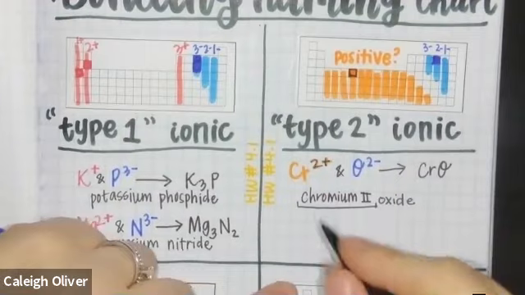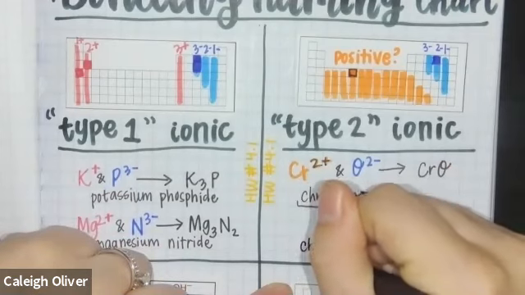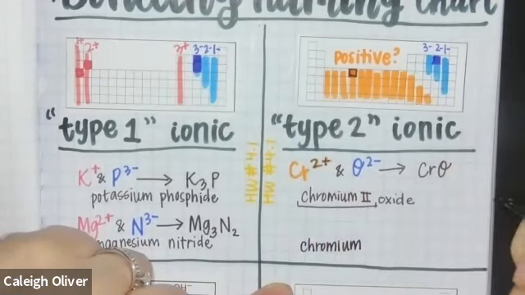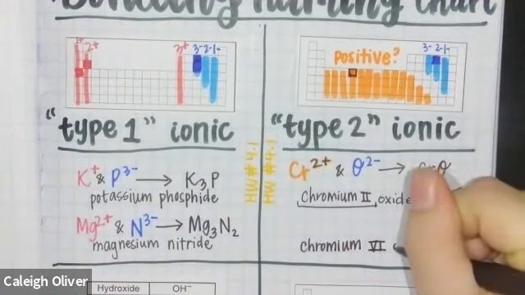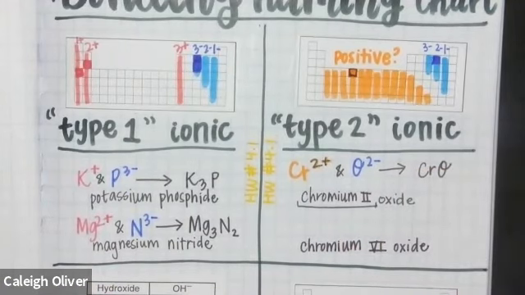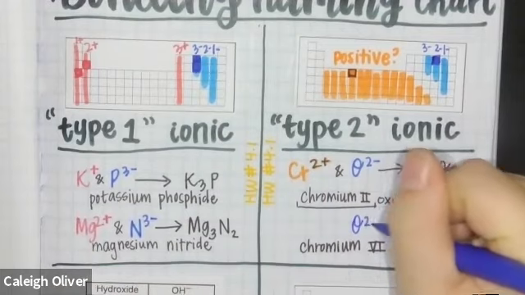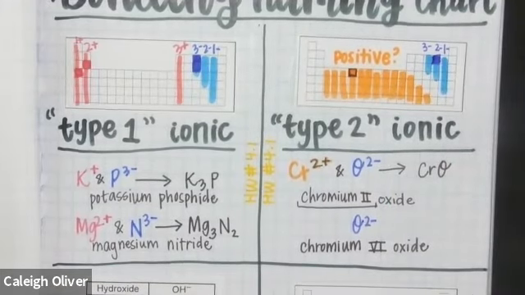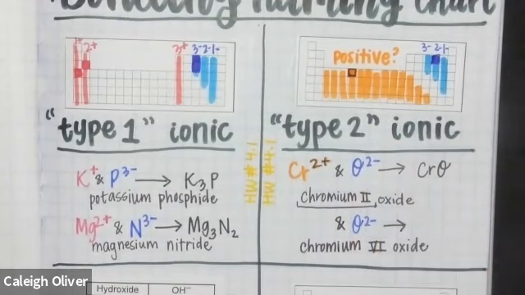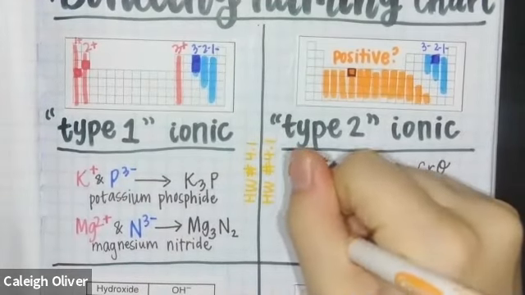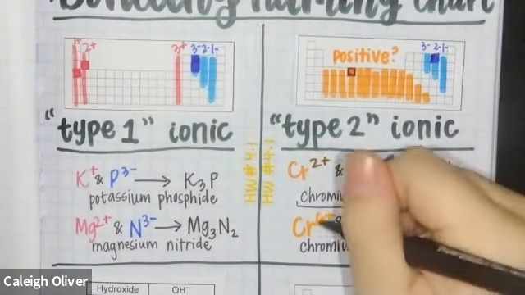If you were to make a different one, let's say down here below, I wanted you to show me what chromium 6 oxide was. Well, the oxygen part stays the same. It's still in the 2 minus always column. But this time, instead of a chromium 2, I'm trying to combine it with a chromium 6 plus, because chromium 6 oxide.